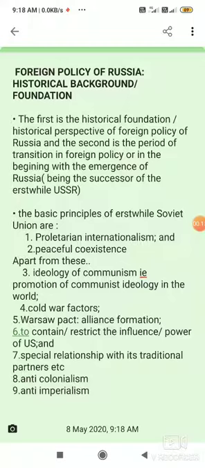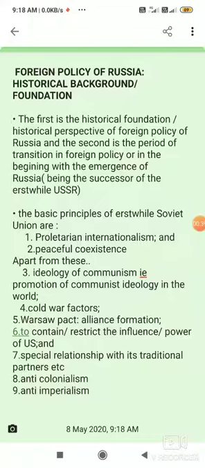So today in this video we will learn about the foreign policy of Russia, the historical background or the foundation of Russian foreign policy. The first is the historical foundation, that is the historical perspective of the foreign policy of Russia, and the second period is the period of transition.